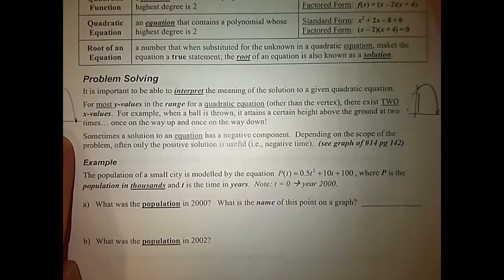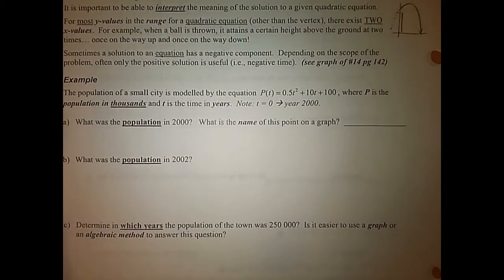So let's look at an example with population. So the population of a small city. Sorry, this is a bad diagram over here, so I'm just kind of blocking that. The population of a small city.